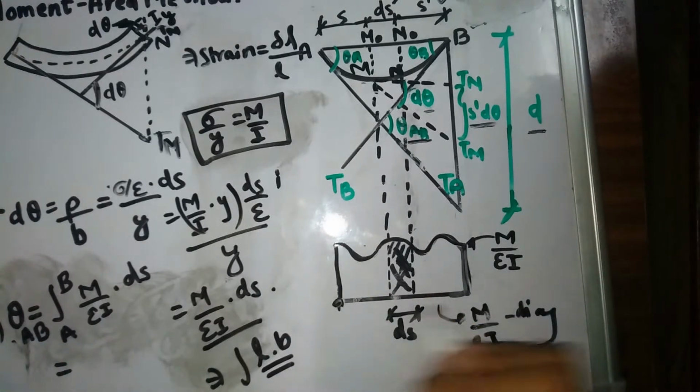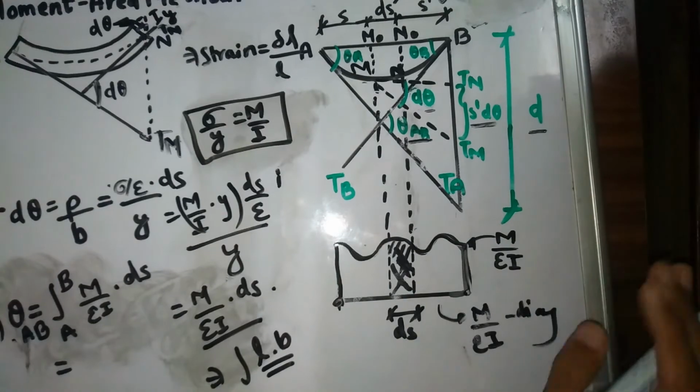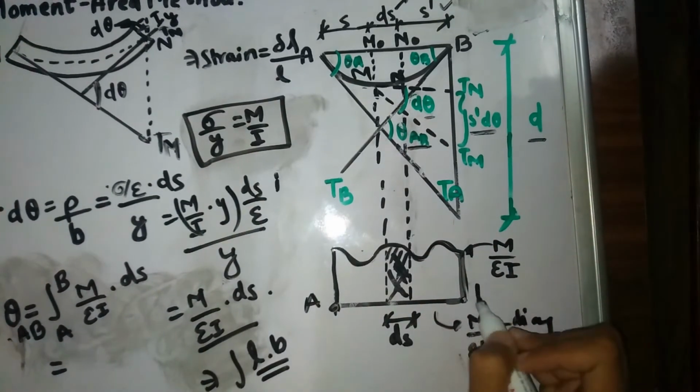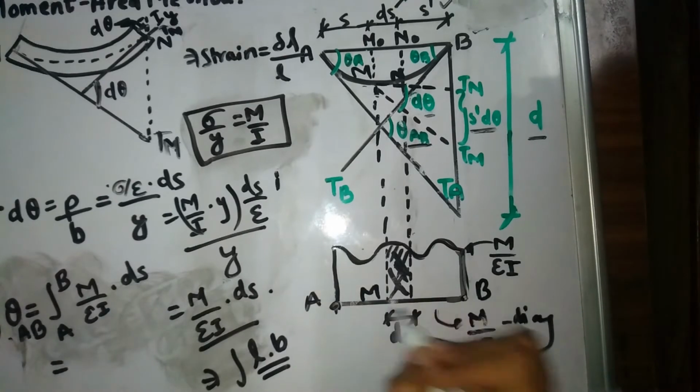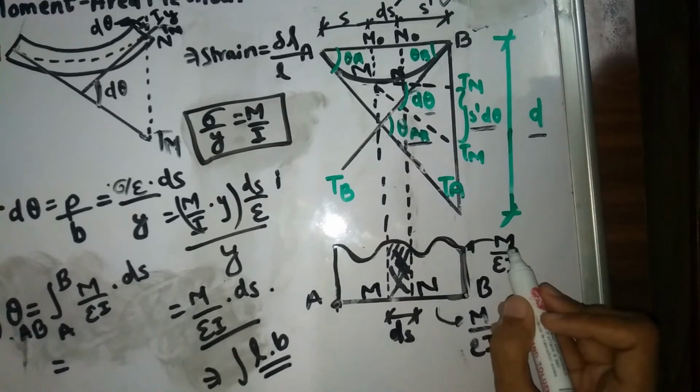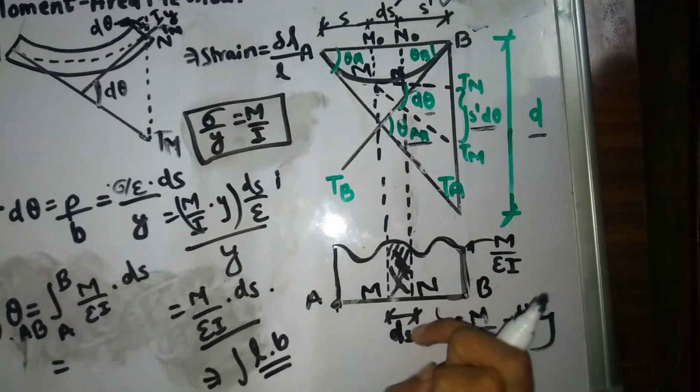So it's going to start from 0 and end at 0, with some ups and downs between these points A and B depending upon the load. And this is our section from M to N. You can see over here, this is our length ds. This is going to be our M by EI diagram, so M by EI times ds.